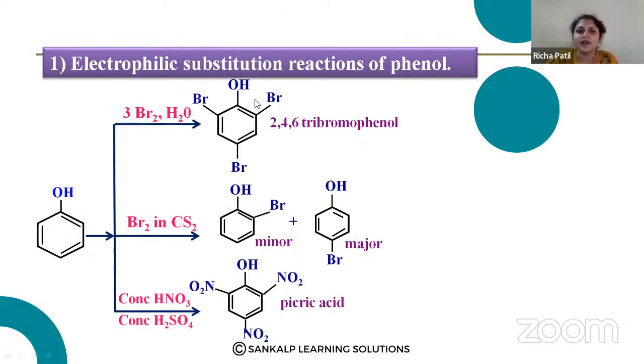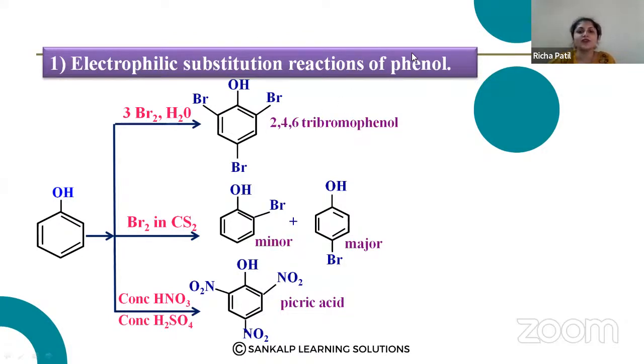So last class we were discussing alcohols, phenols, and ethers. We had started with the preparation of alcohols, then discussed some examples and seen some of the questions. Then we started with the preparation of phenols. So now we'll start with the electrophilic substitution reactions of phenols.